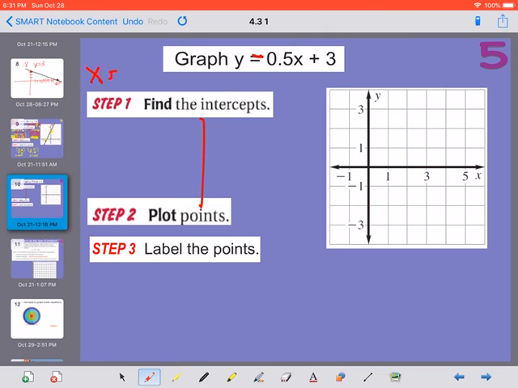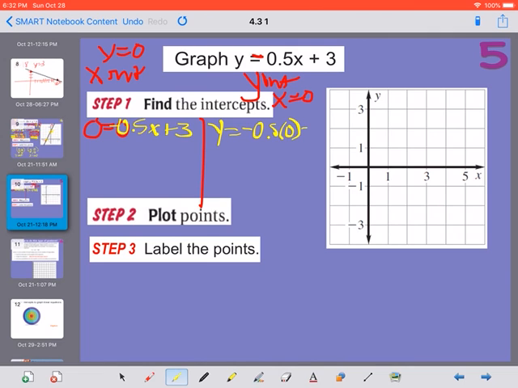We're going to start with our x-intercept, or when y is 0, you're plugging in a 0 for y. And then our y-intercept, plugging in when x is 0. So first I'm going to plug in when y is 0. We have 0 equals a negative 0.5x plus 3. And then when x is 0, we have y equals negative 0.5 times 0 plus 3.